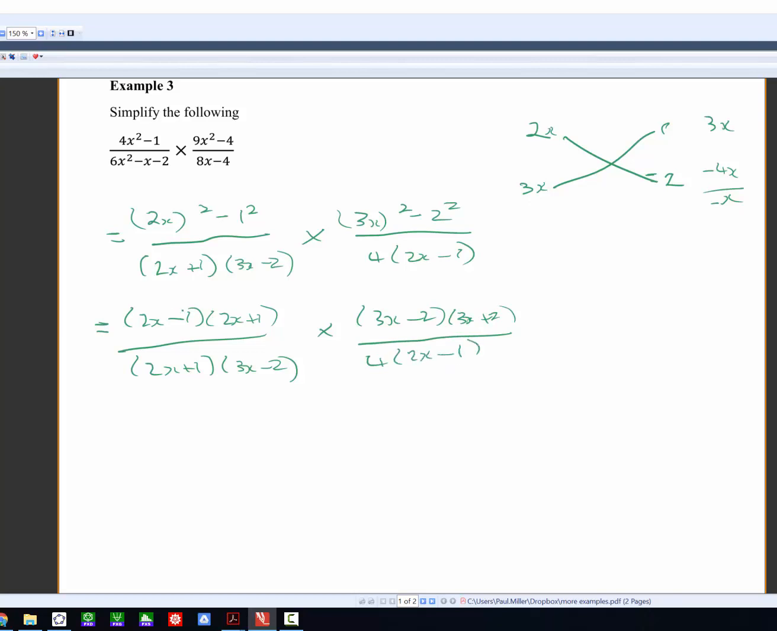All right, now the fun part. Let's start to cancel. They cancel out, they cancel out, they cancel out, leaving us with 3x plus 2 over 4. Don't be tempted to cancel those out. We've got the addition of terms here. Can't cancel when terms are being added.